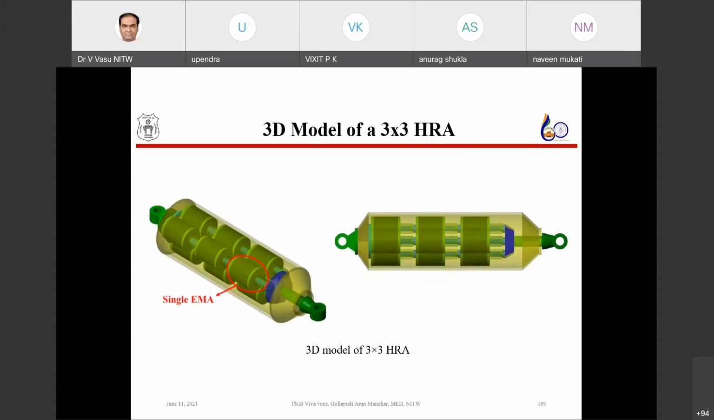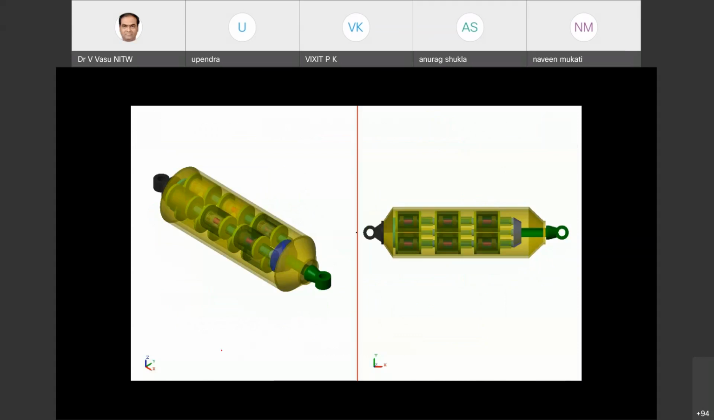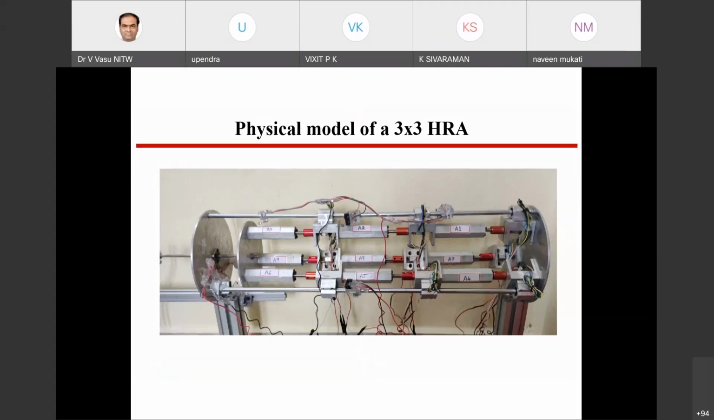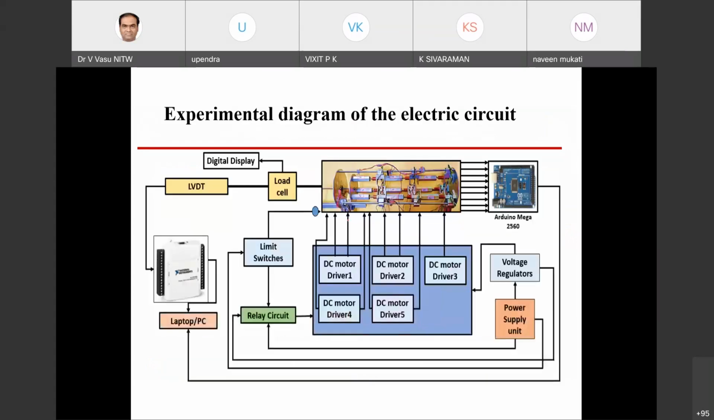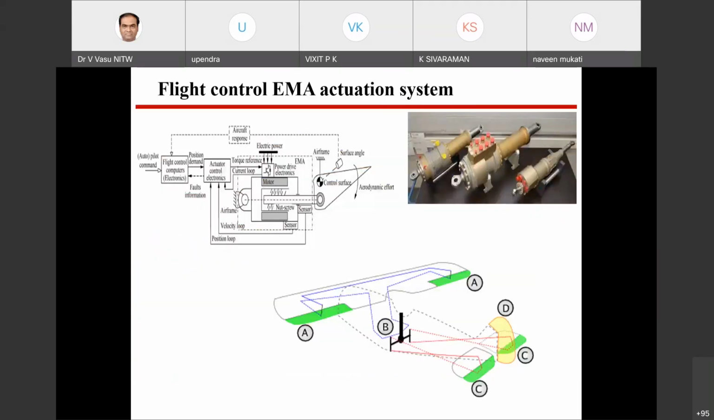If you want to model these 3x3 actuators and how they work, you have to make use of MATLAB Simulink. In this case you can give different faults here. If this particular actuator has failed, or this one has failed, then how the movement has to be achieved is what you can design as the highly redundant actuator. This is one of the small projects which our student has done, and this is how the redundant actuators work.